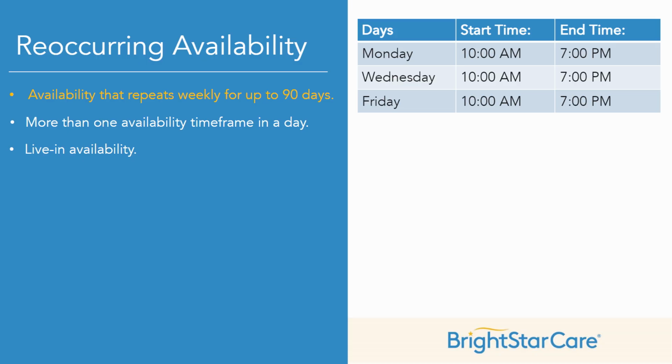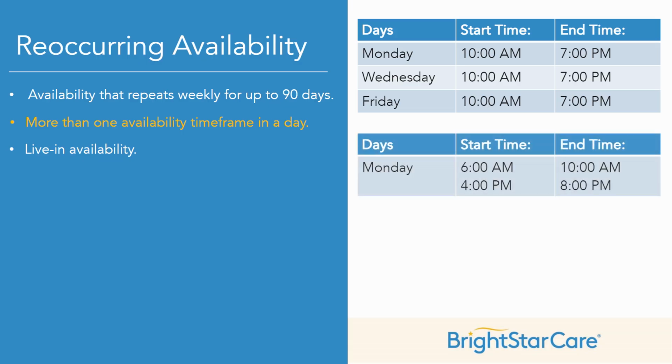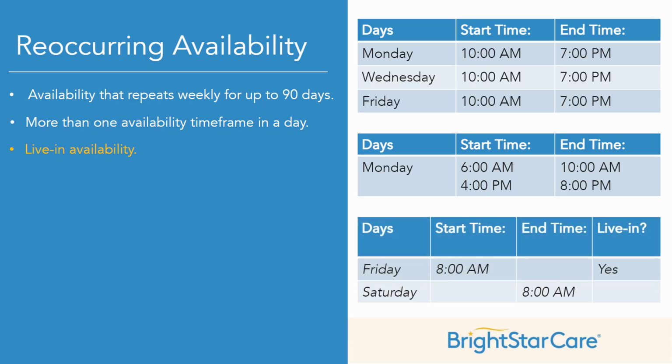Other things the recurring availability can support are more than one availability timeframe in a day. For example, if you are available from 6 a.m. to 10 a.m., and again from 4 p.m. to 8 p.m. on the same day. And live-in availability, where you are available for a 24-hour period.